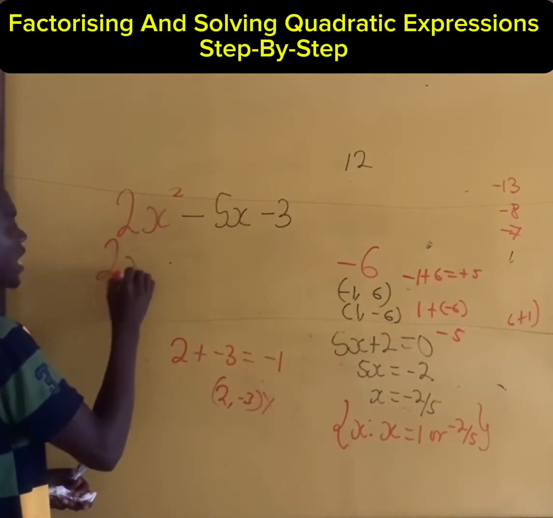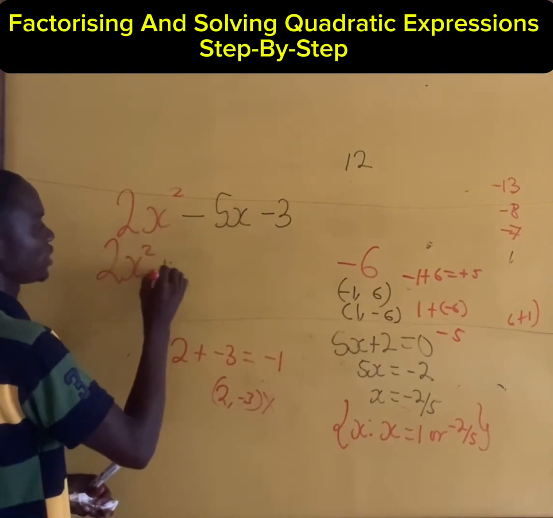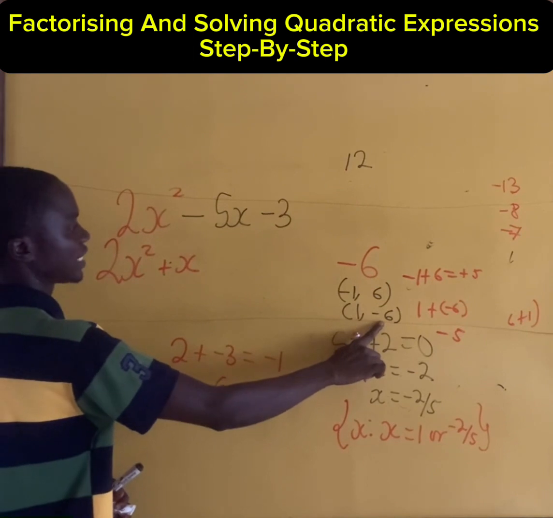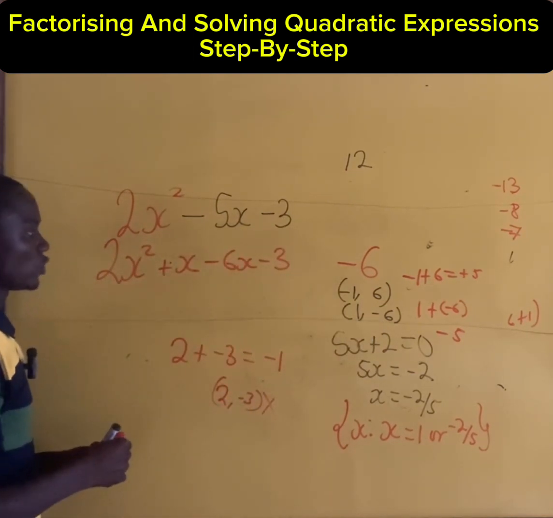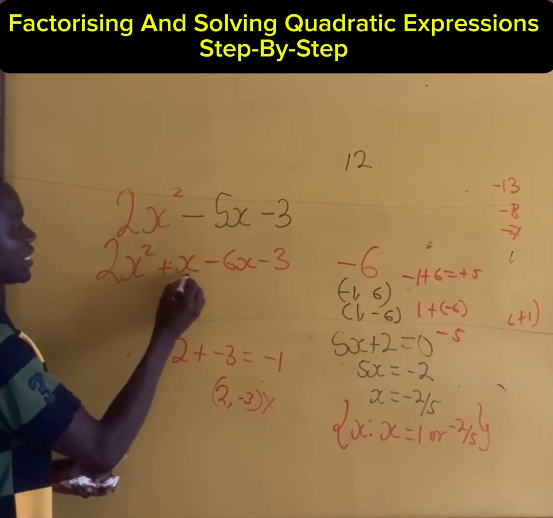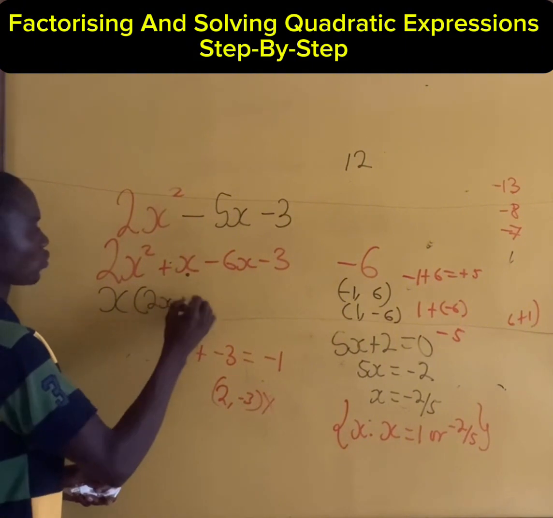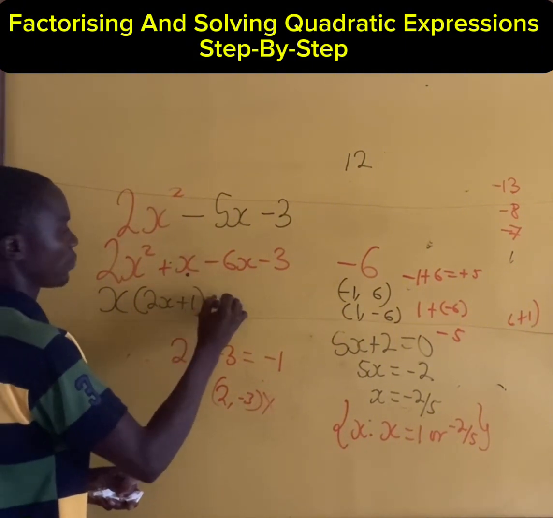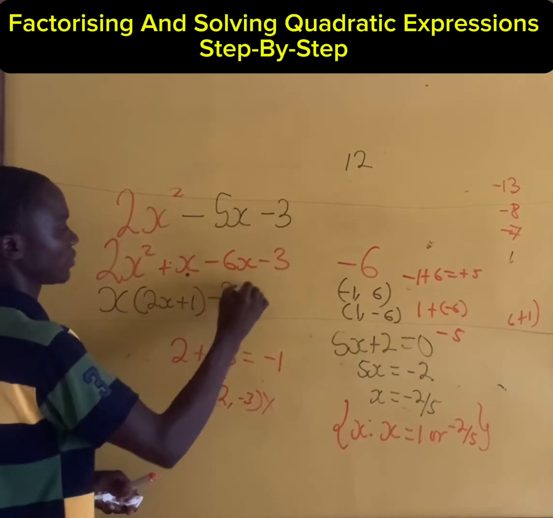Then I write 2x squared, 1 means x, so positive x, negative 6 means negative 6x minus 3. So here we can factorize this x out. Times here will be 2x plus 1. There's a minus sign, so I bring minus. This 3 can divide 6, so I'll bring 3 out.